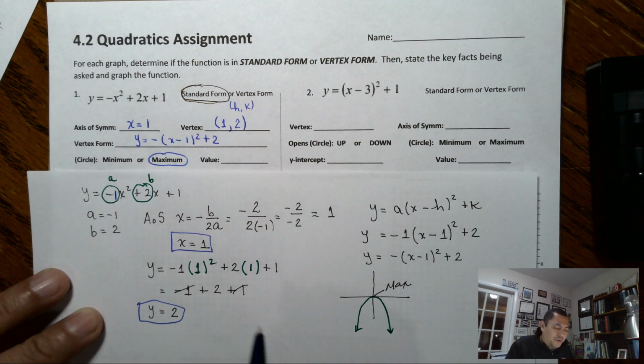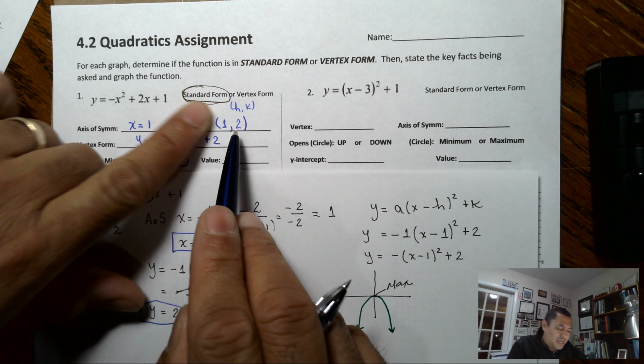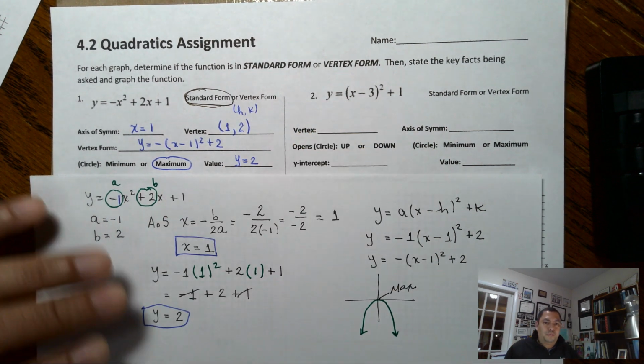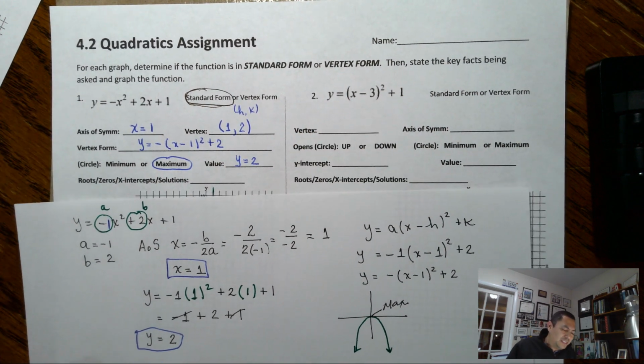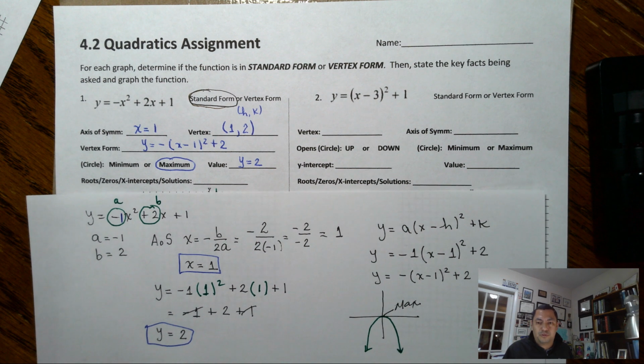And that value happens in the y value of the vertex. So the value is y equals 2. Now it says roots, zeros, x-intercepts, and solutions. I'm not going to ask you to do those ones because we haven't gone over factorization. If you can see where the graph crosses the x-axis, that's going to be your zero, and you're going to see that one.